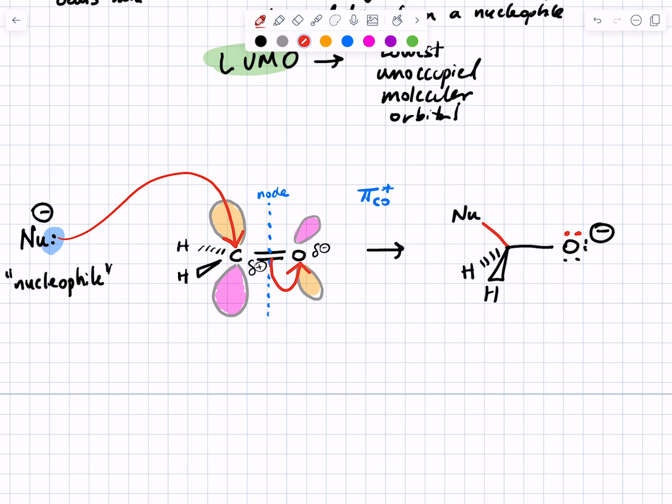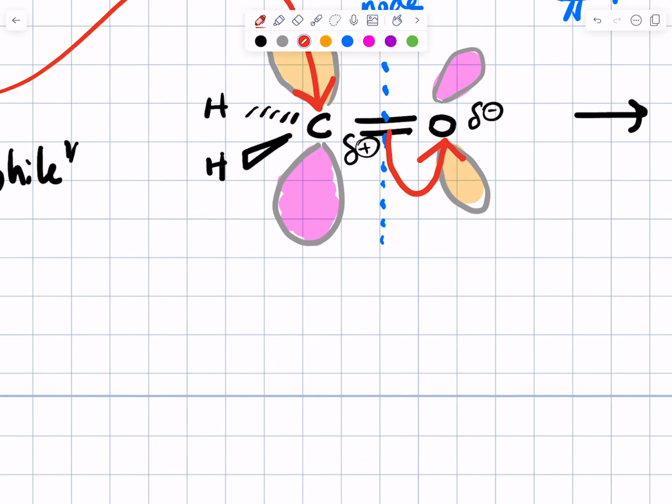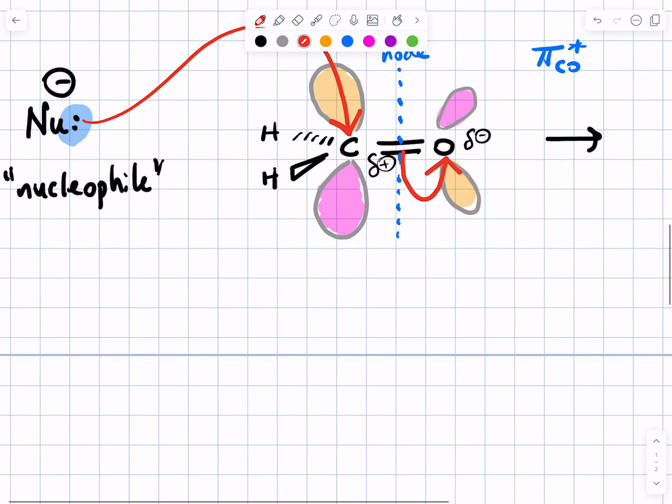One question we could ask at this point: that LUMO that we just drew, the pi star, is on both the carbon and the oxygen. But I drew the nucleophile attacking the carbon and not the oxygen. What's my justification for that? Go ahead. Because the electrons in that bond move more towards the oxygen. Oxygen is more electronegative. Good.